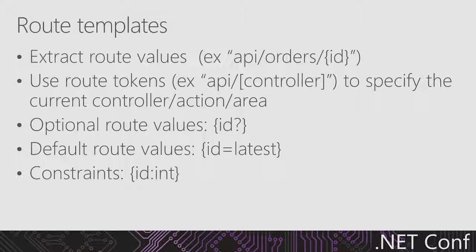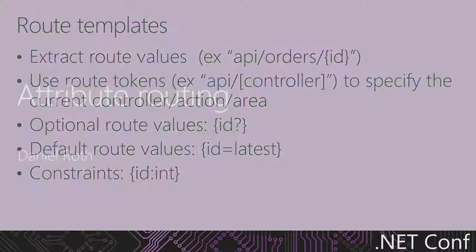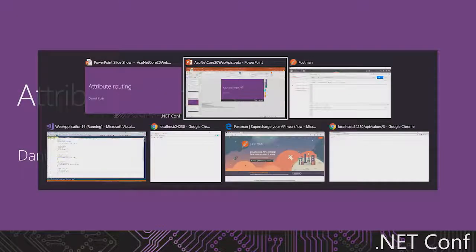You can also put constraints on your route values using colon syntax. For example, if you want the route value to be of a specific type, or if you want it to match a regular expression, you can do that using colon. So id:int means that this route value only should match if the value is actually an integer. Otherwise, the route shouldn't match at all. All right, let's take a look at some attribute routing.